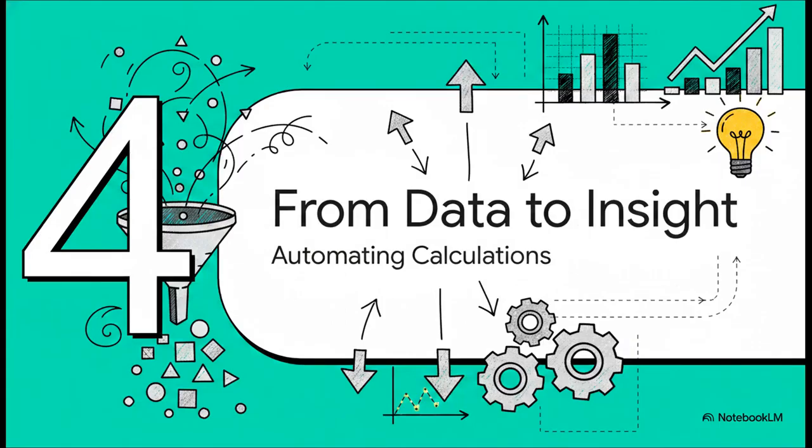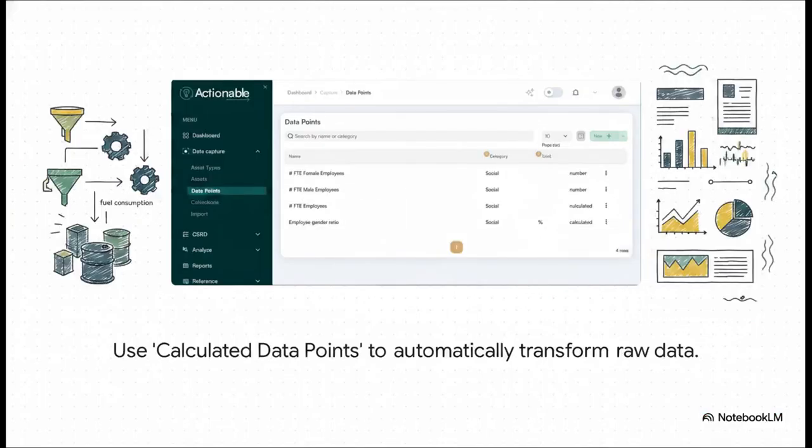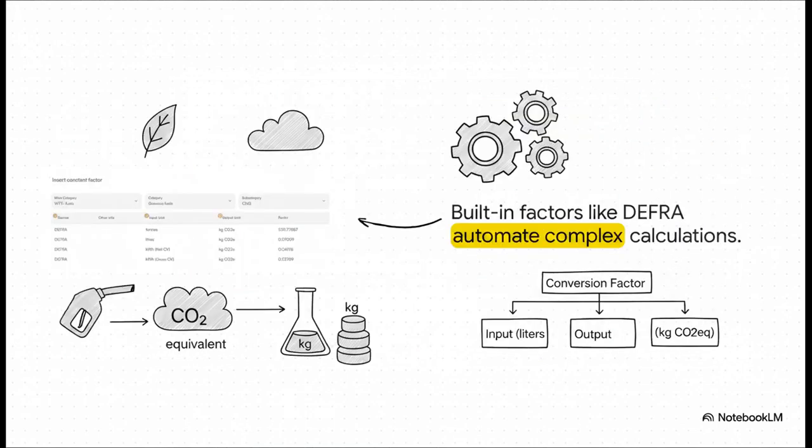So once that structure is in place, the real magic begins. This is where we start turning all that raw data you're collecting into actual report-ready insights. And the key, of course, is automation. The way this works is through a feature called Calculated Data Points. So instead of someone being stuck in a spreadsheet manually crunching numbers, you set up these automated rules. They take raw inputs, like, say, liters of fuel used, and instantly transform them into the exact metrics you need for your CSRD report.